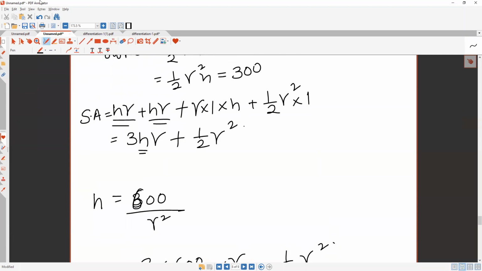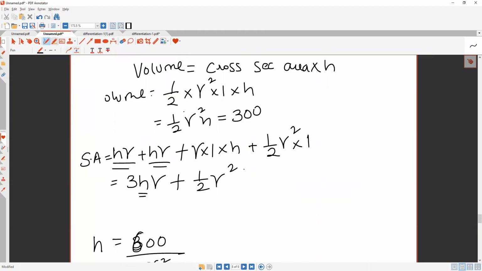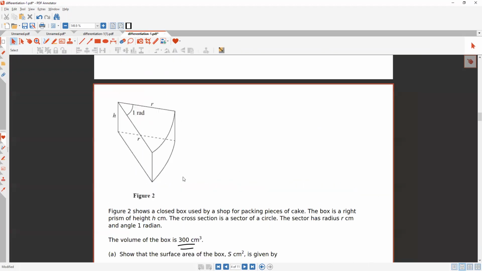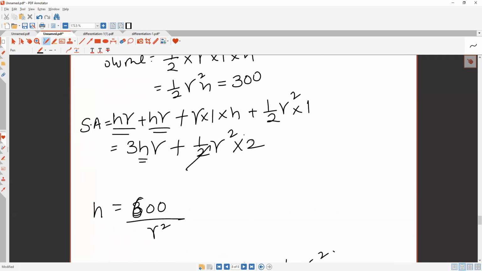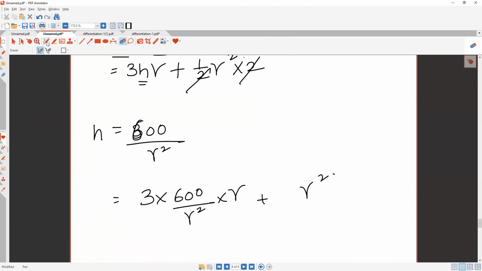How much is that? Okay, what is the answer I need, by the way? I need r square here. Okay, I made one mistake. It should be half r square multiplied by 2. Why multiplied by 2? Because the top area you have twice. Half r square multiplied by 2. This area you have twice, the bottom also is there. That is the reason. So therefore 2 and 2 get cancelled. So it's only r square. Fine. R and R get cancelled. So you are left with 1800 by R plus R square is your answer.